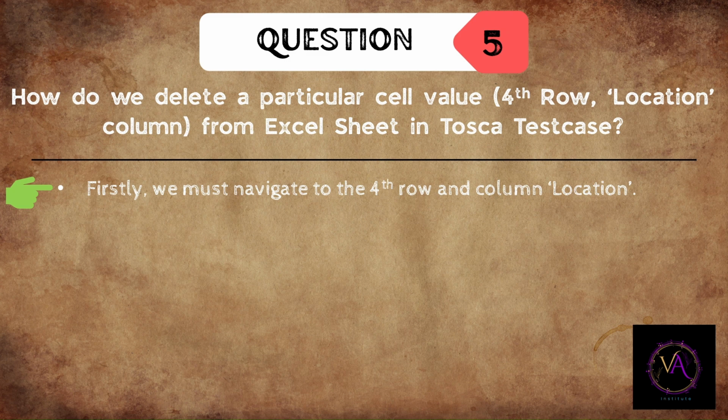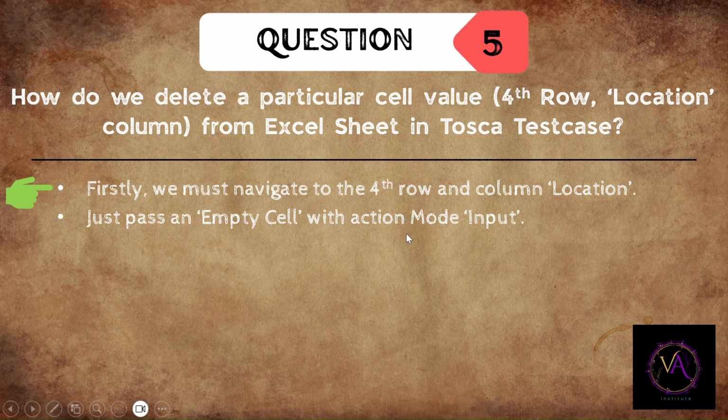We open the Excel workbook, we define the range, and in the Excel range manipulation, I can specifically say go to the fourth row, go to that range, open that range, and inside that go to the fourth row and the column location I can select. But from there, I can pass an empty cell. Just pass an empty cell without action with action mode input. So you are writing an empty value into the Excel sheet. That's the simple logic here.